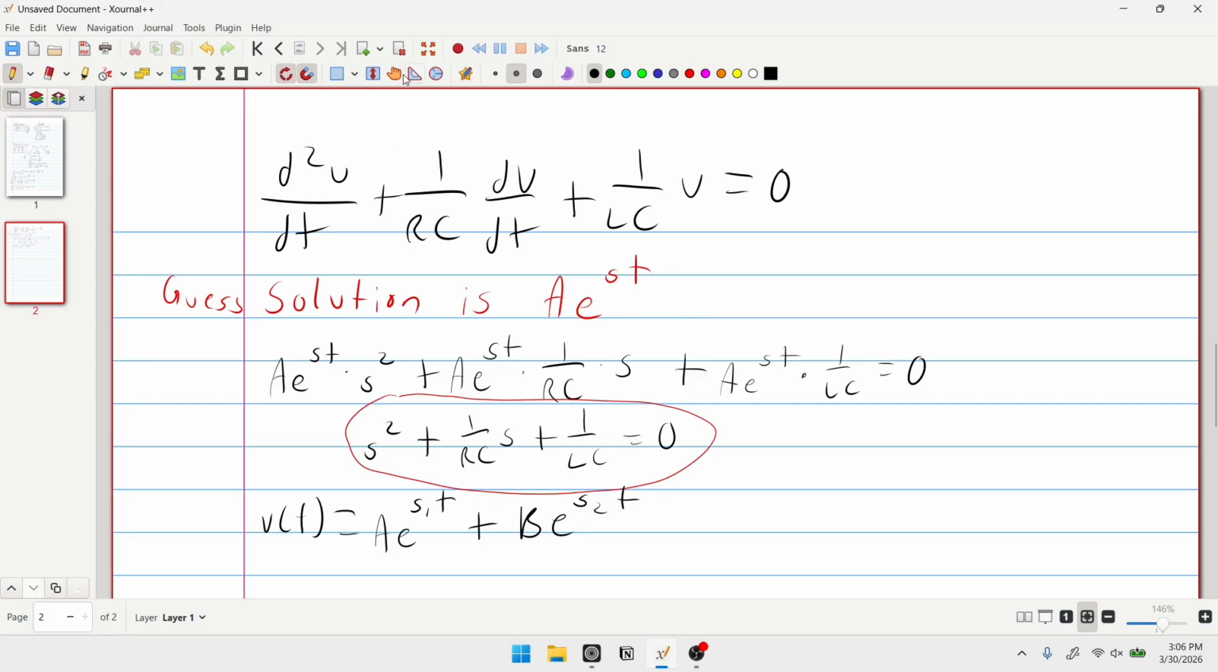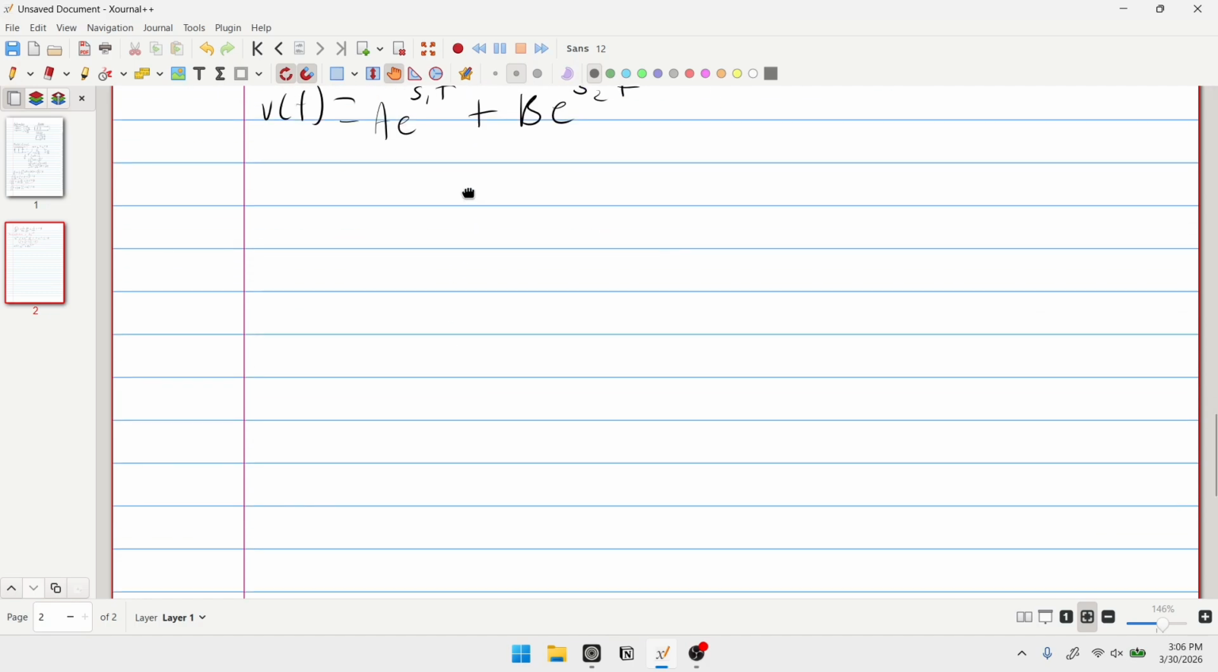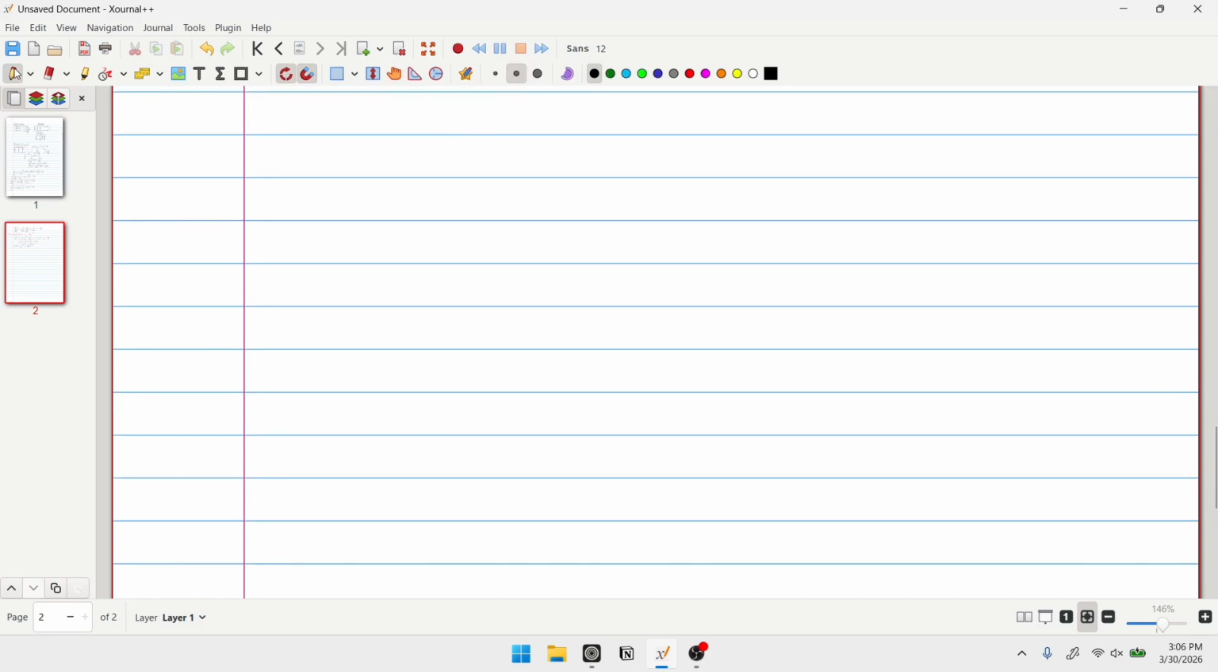And so just keep moving down. All right, so we have our solution, but what if our roots are complex? Because we know that sometimes in a quadratic, the roots will be complex. So what happens then?